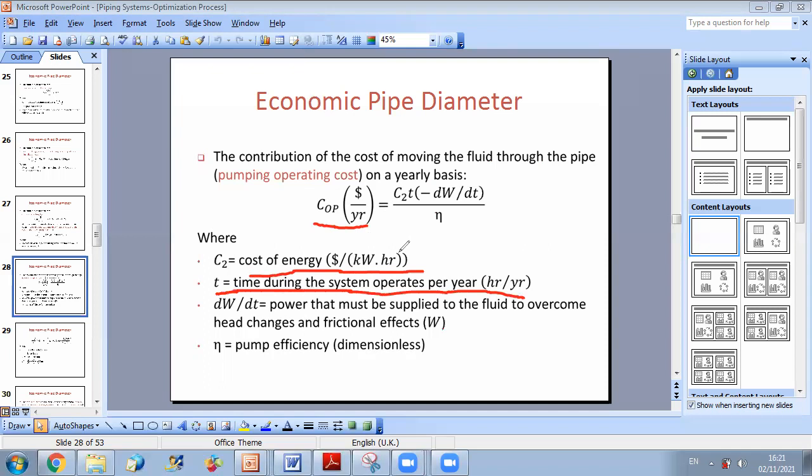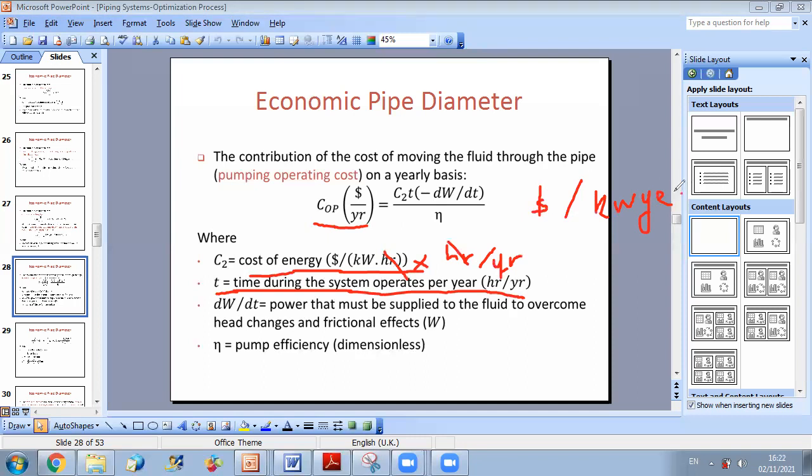When you multiply C2, whose unit is dollars per kilowatt hour, by hours per year, the hour will simplify, because you have hour in the denominator and hour in the numerator. So now the unit will be in dollars per kilowatt per year. And your final goal is to get the cost in dollars per year.